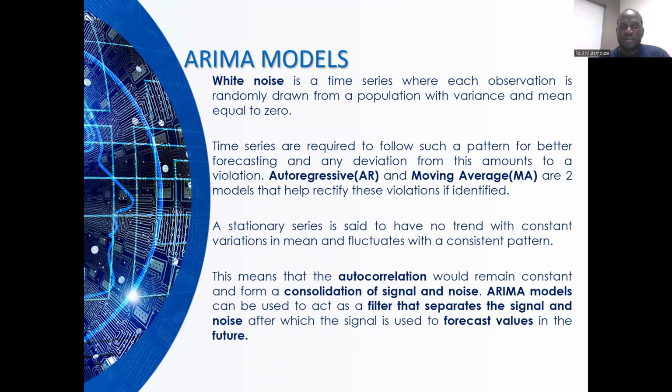Time series are required to follow such patterns for better forecasting, and any observation from this is a violation. Then we have autoregressive and moving average models, which help rectify these violations if identified. A stationary series is said to have no trend, with constant variation in mean fluctuations and constant patterns. This means that the autovariations would remain constant and form a combination of the signal and noise. ARIMA models can act as a filter that separates the signal and the noise, after which the signal is used to forecast values in the future.